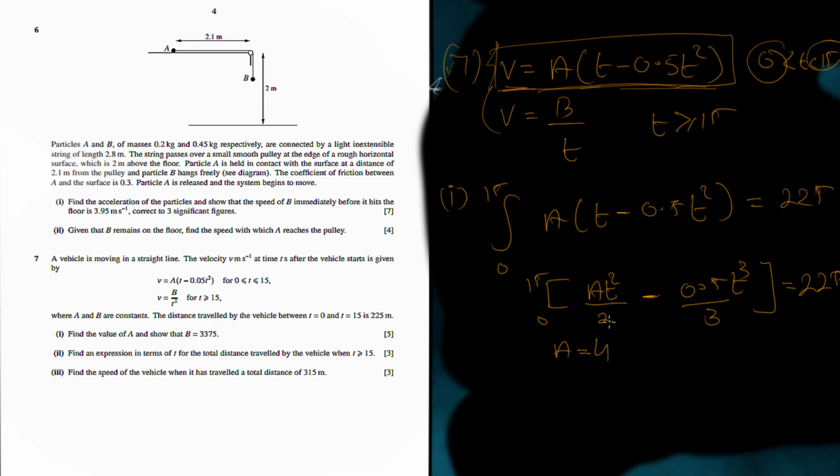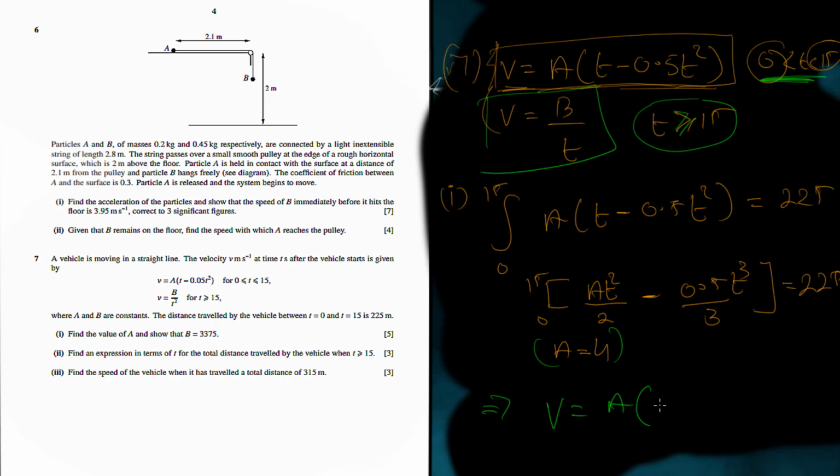Now for the second equation, the velocity beyond time equals 15, we know that the distance at 15 seconds is 225. So we can make an equation for the velocity beyond 15 seconds and equate it to find the value of b. Alternatively, there's a different method. We can find the velocity at 15 seconds. From the first equation, we know that a is 4 throughout the equation.